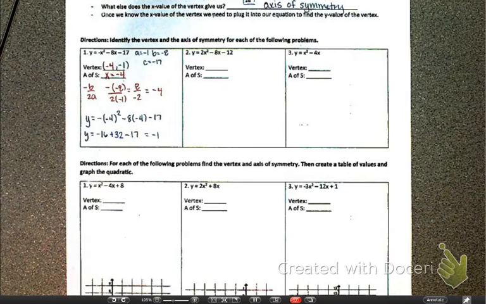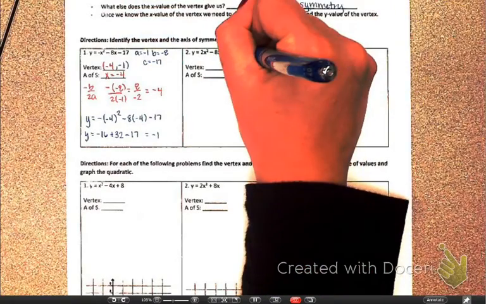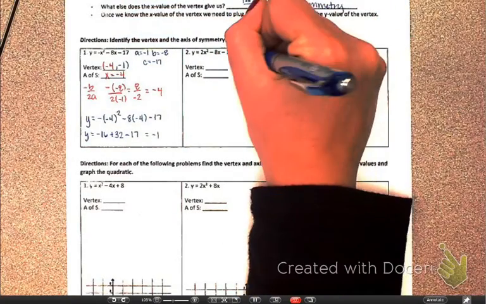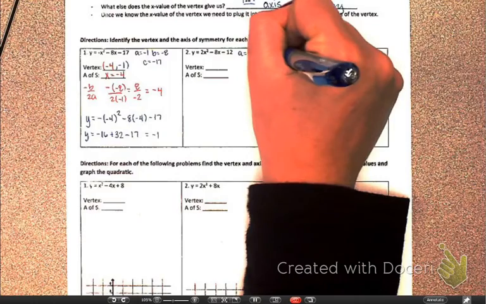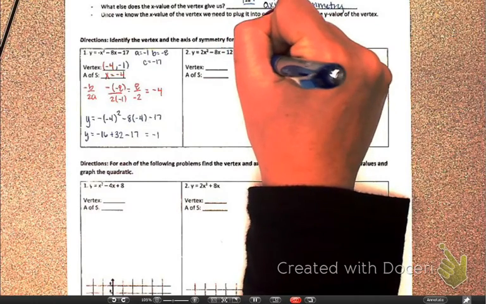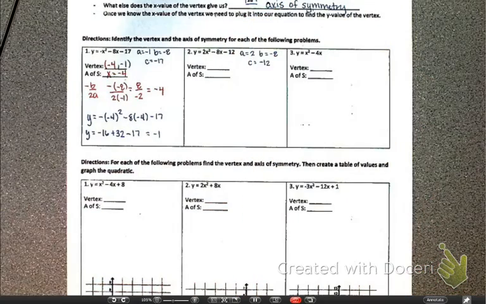We're not going to graph these. I just want to practice. Well, we will eventually, but I want to practice finding our vertex, because if you can't get the vertex, your table of values is going to be wrong, right? So let's do the next one together. What is A? 2. B? Negative 8. C? And again, you don't need C, but I do want you to practice knowing what A, B, and C are.